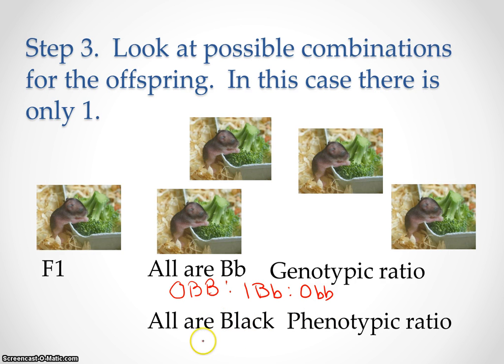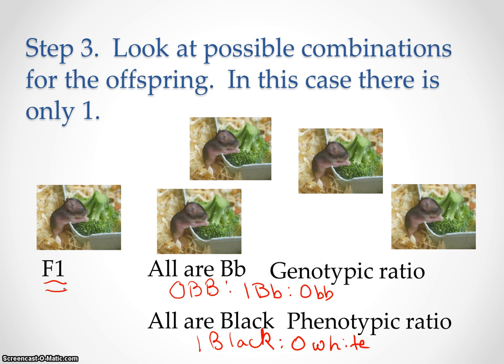For the phenotype, you could say 1 black to 0 white. Or 4 black to 0 white, in this case 5 black to 0 white. Okay? But again, it may just be easiest to say all black. That's my F1, the first generation. These are the children of the black and the white hamster.